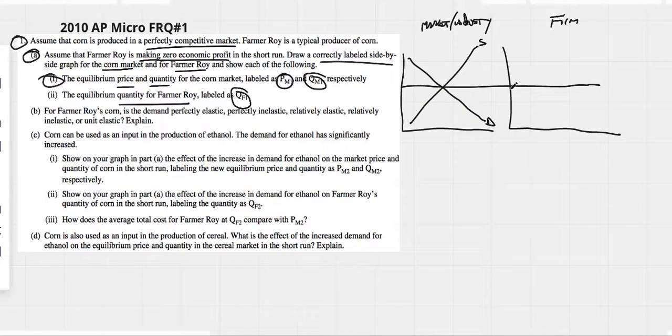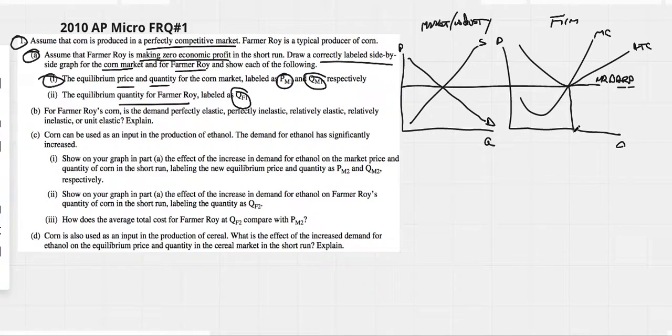They're price takers, so the price of the firm is the same as the price of the market. This is our Mr. DARP: marginal revenue, demand, average revenue, and price, marginal cost. To be in long run equilibrium, our ATC just touches through that point of profit max, showing our quantity there. So we now are in long run equilibrium. This is PM1, this is QM1, this would be QF1. I think we're good.